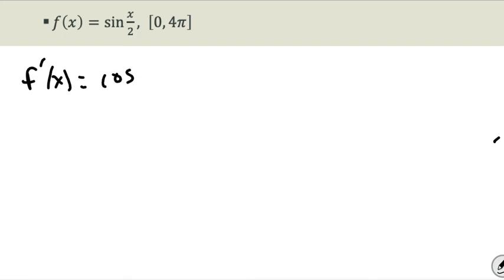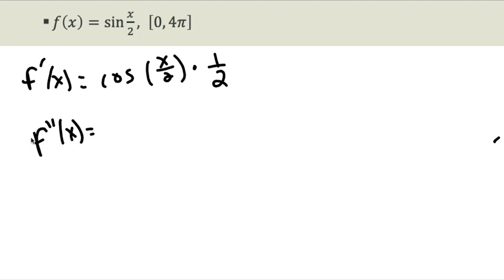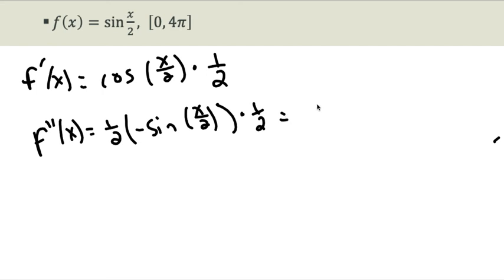So cosine of the inside x over 2, and then times the derivative of the inside, right? We still have to do that. So the derivative of x over 2 is 1/2. And then second derivative, I'm going to move the 1/2 out front. The derivative of cosine is negative sine of the inside, again x over 2, and then multiply by the derivative of the inside, which is 1/2. So clean that up a little bit. We get negative 1/4 sine of x over 2.